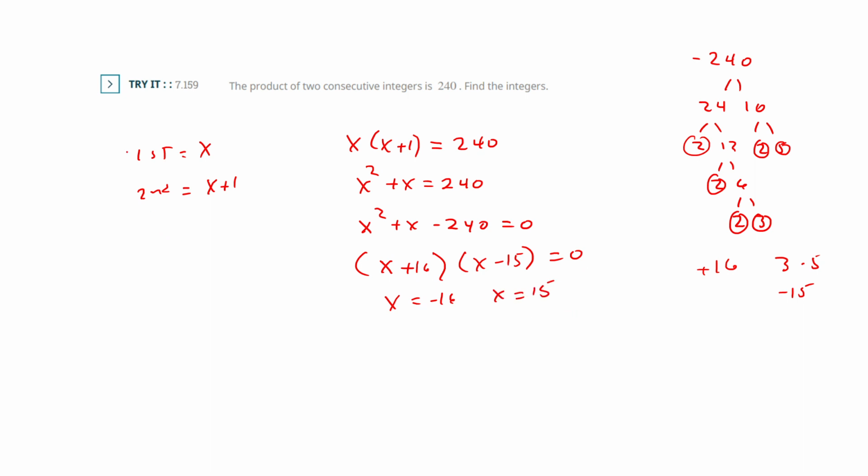So we go back to our dictionary, and there's two options because this is quadratic. So we got negative 16 for the first one, or 15. I'm just going to put them both up there. If it happens to be negative 16, one more than negative 16 is negative 15. And if it happens to be 15, the second one will be 16.